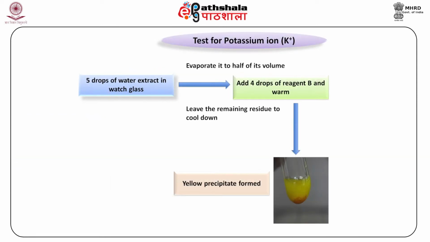The second method for confirming the presence of potassium is done by taking 5 drops of water extract in a watch glass and then evaporating it to half of its volume, and then leaving the remaining residue to cool down for some time. Then add 4 drops of reagent B and warm if necessary. A yellow precipitate is formed, which is insoluble in dilute acetic acid. This indicates the presence of potassium ion.